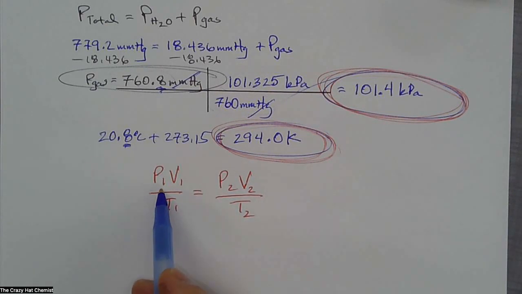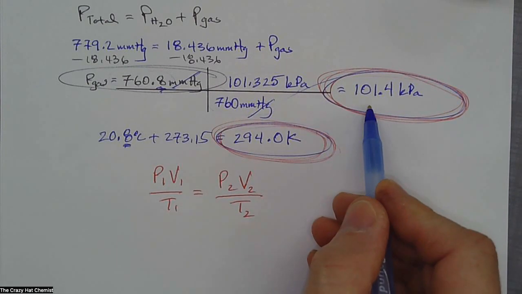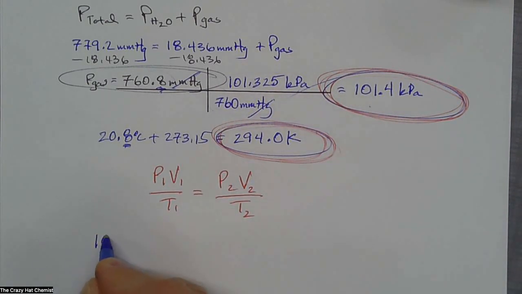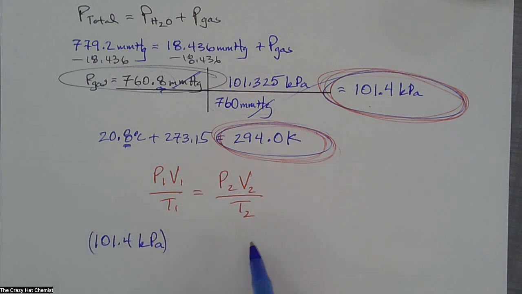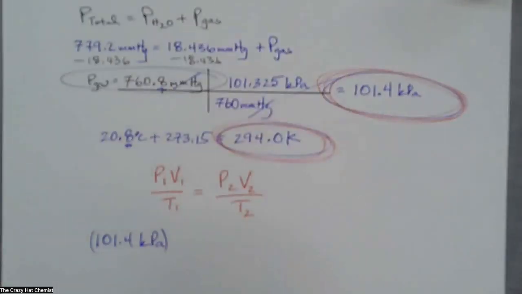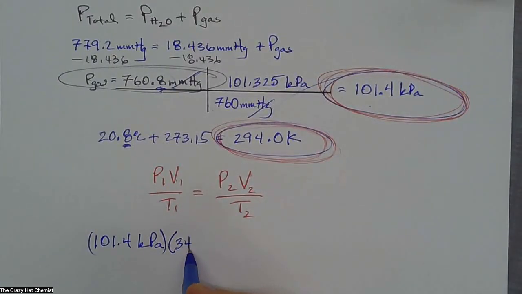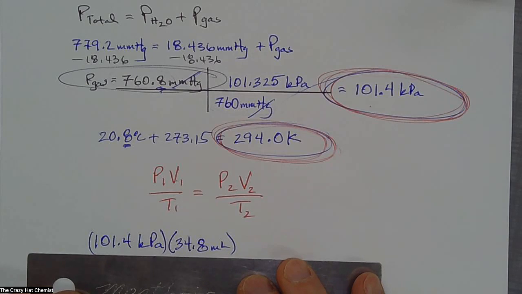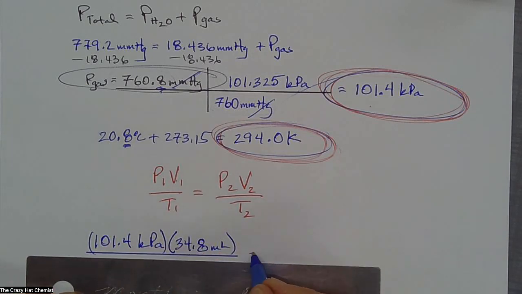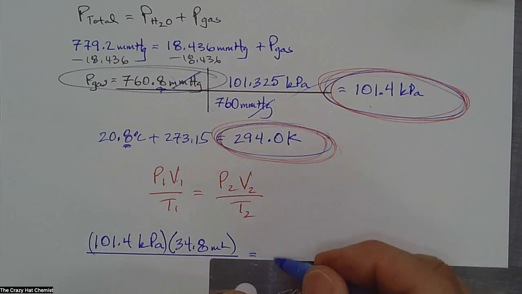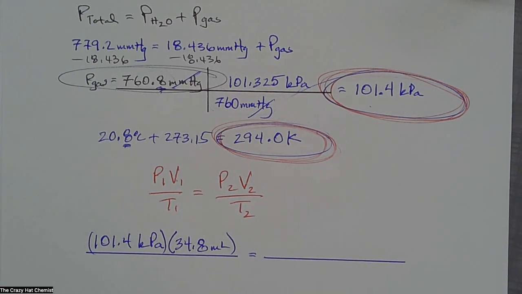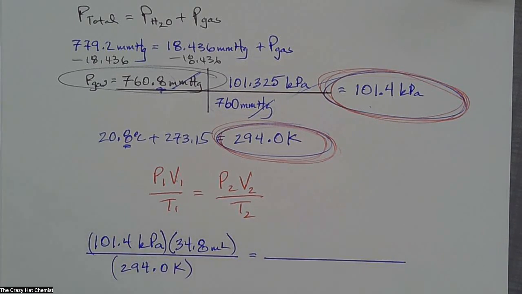And so P1, what is P1? That is this value right over here. So this is 101.4 kilopascals. And then V1, that's 34.8 milliliters. And here we go. And our temperature, temperature 1, is 294.0 Kelvin. So I've got that.